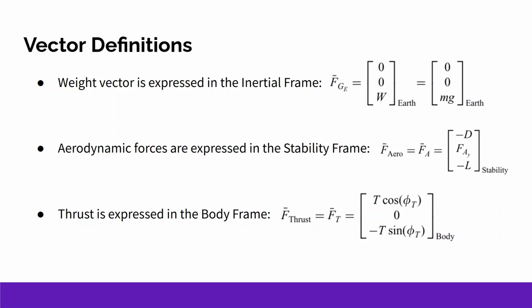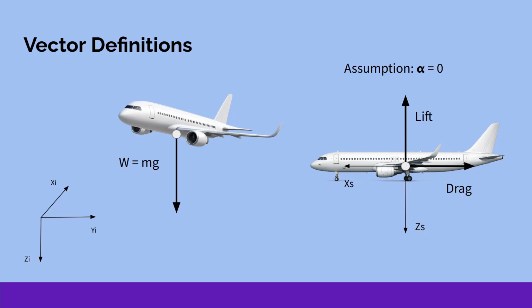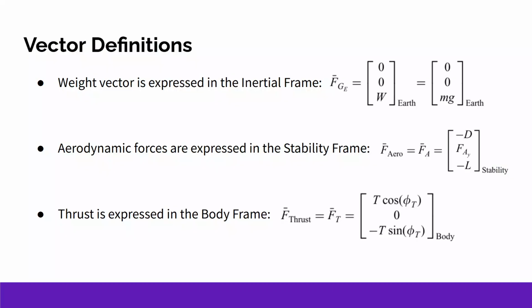Now, the reason why the z component of the weight vector is positive is because of what you see here. The positive z-axis points down to the center of the planet, and because the weight vector points down as well, it is actually positive. For the aerodynamic forces vector, it is the same method and the same rationale.